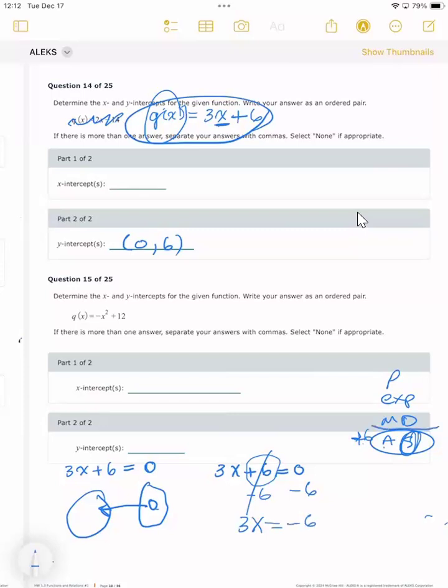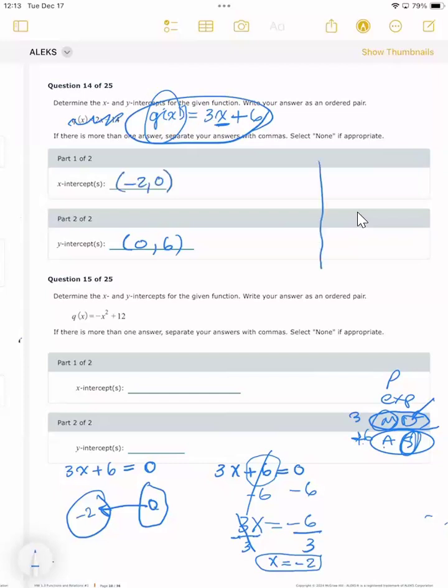Go to the next operator, multiplication or division with respect to x. You have multiplication. You have 3 times x, so you have 3 being multiplied. Do the division. Divide by 3. So you get x is negative 2. So if y is 0, x is negative 2.